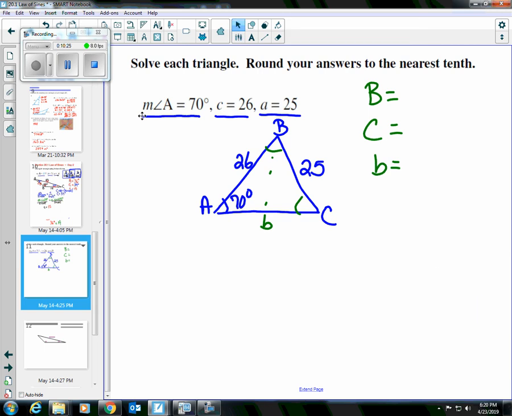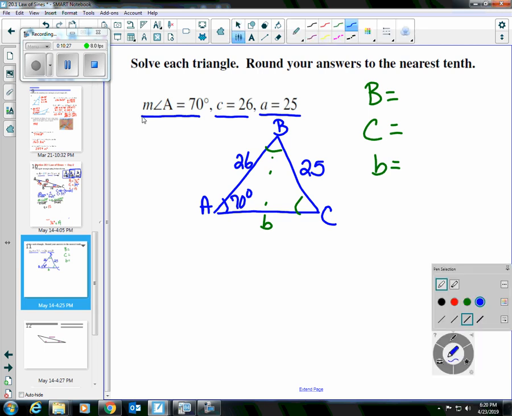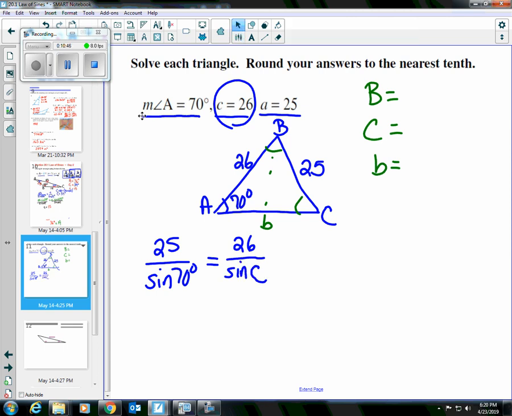Okay, so take a look and think about what we know. I know everything about A. So when I set up my proportion for law of sines, I have 25 is to the sine of 70 as, okay, now what's the only thing we can really solve for? Well, the only other piece of information I have is side C. So side C is to the sine of angle C. I have no other option. There's nothing else I can solve for because I don't know anything about B at all.